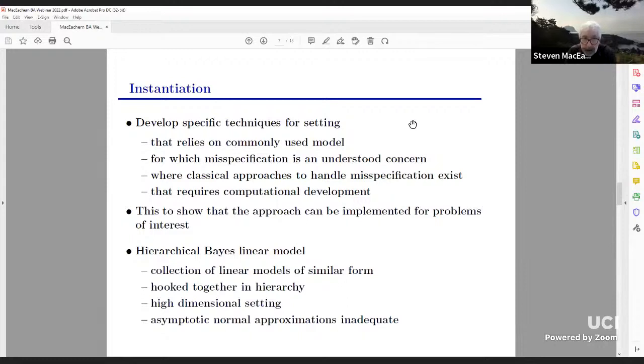One where we know that misspecification is a very real concern and people have good sense of how the misspecification might work. Also, we wanted to compare it to classical methods to make the case that Bayes actually has value, and you can't just do this by sacrificing Bayes. For that, we wanted a setting where there's a natural classical approach to the same problem. And the third is, we wanted something where we would have to develop some computation.